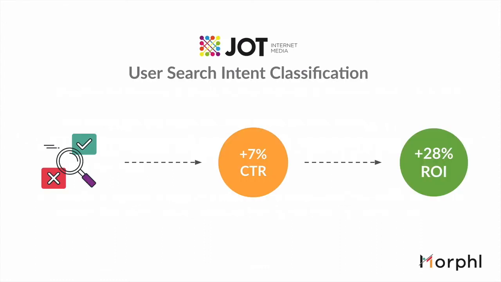Excellent. To give you a specific example, one of our customers, an ad tech company, has used our intent predictions to personalize the ad copy depending on the intent category. And this led to a 7% increase in their click-through rate and a 28% increase for their ROI.